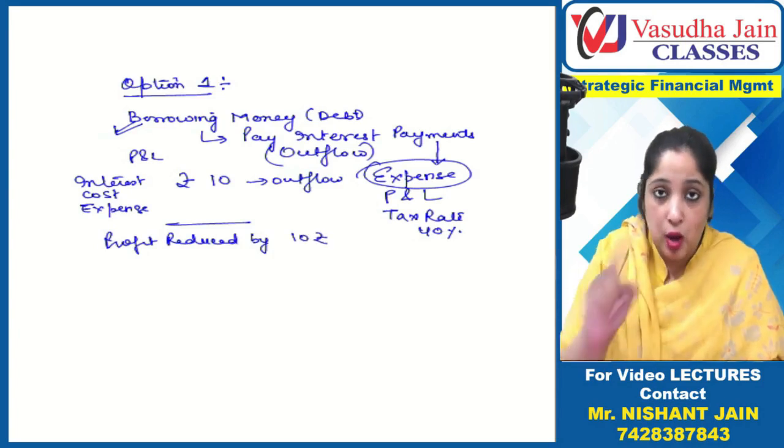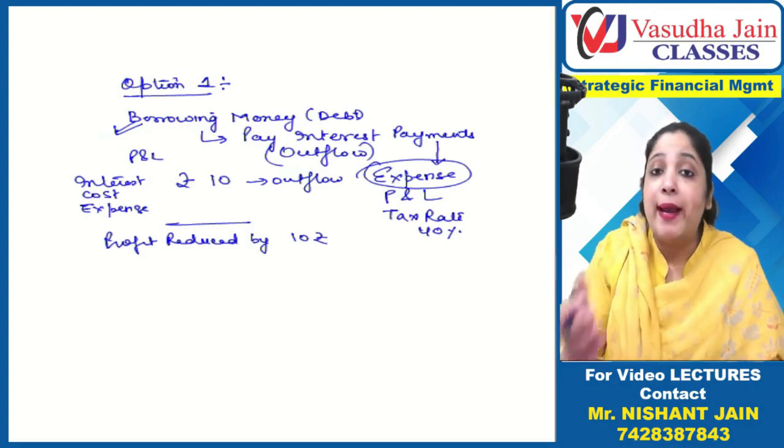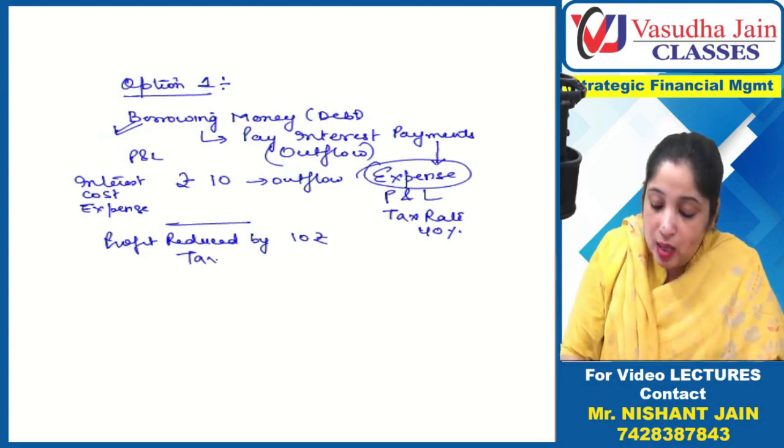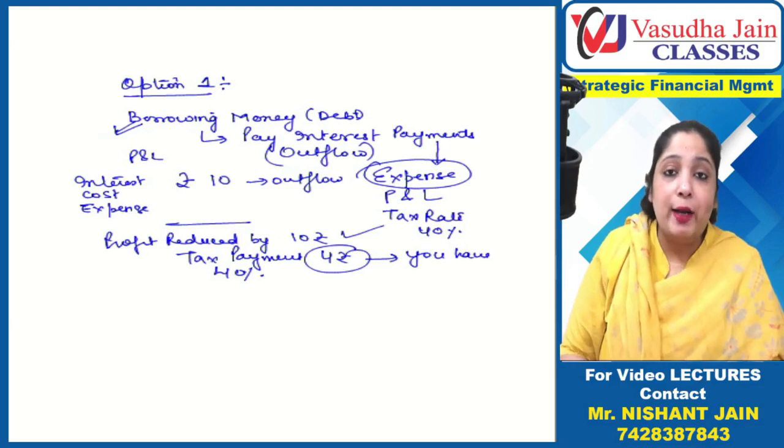If profit was not reduced, then on 10 rupees of profit, you must be paying tax. How much tax was outflow? How much tax payment would have been there? 40%. 4 rupees. Now this 4 rupees you have saved because your profit has reduced by 10 rupees.